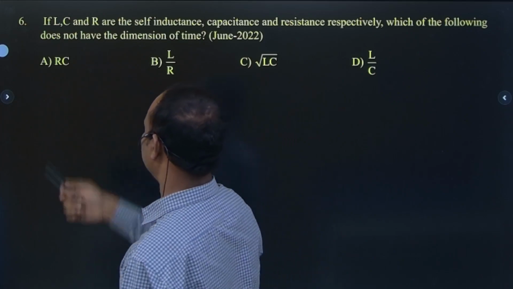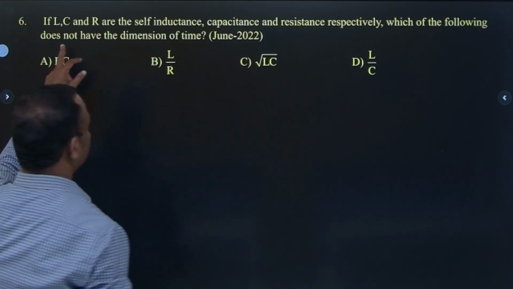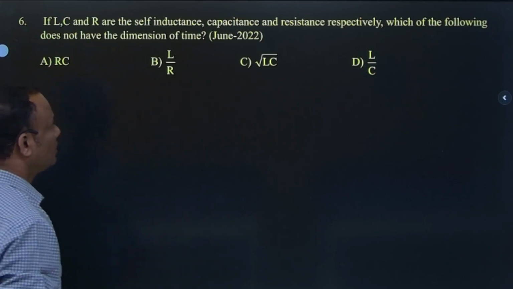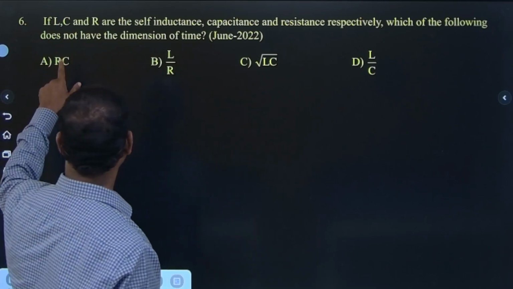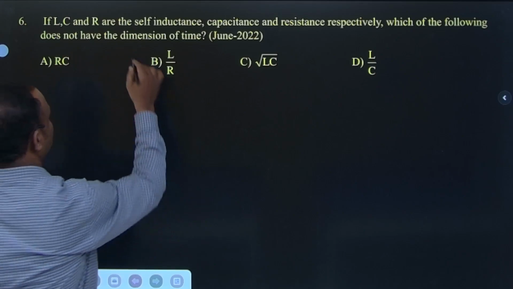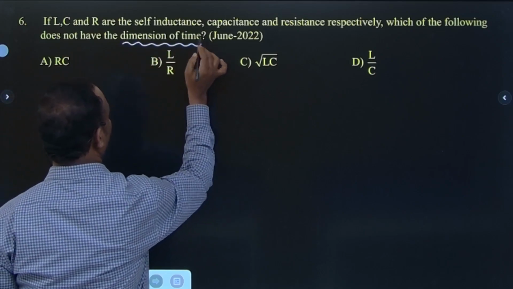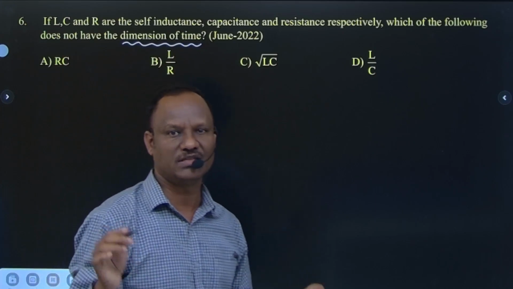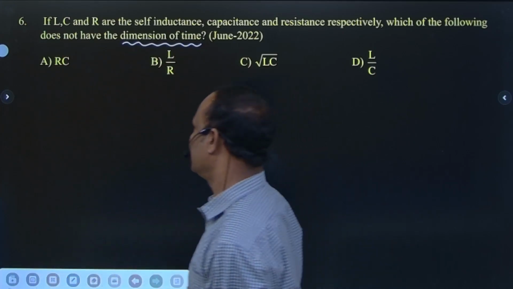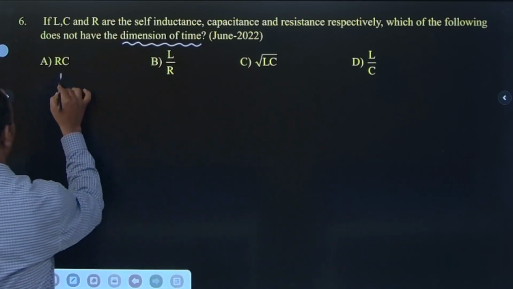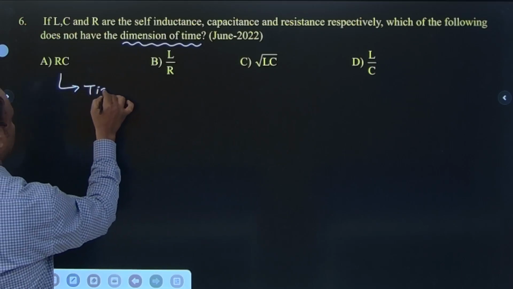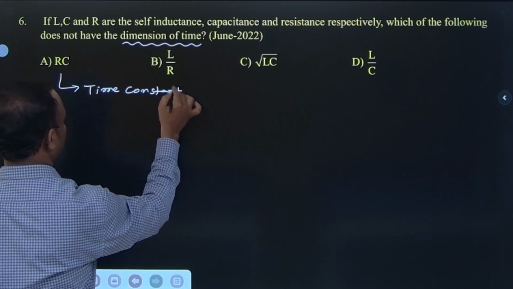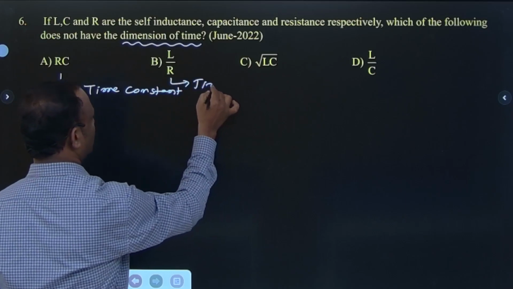So L is self-inductance, C is the capacitance, R is the resistance. Which of the following does not have dimensions of time? It means whose dimension formula is not equal to T. First one, RC is the time constant, correct? So these are the time constants, direct forms. This one also is a time constant.